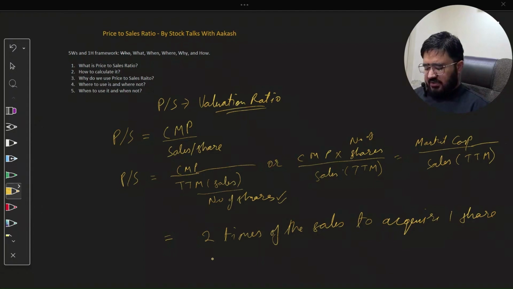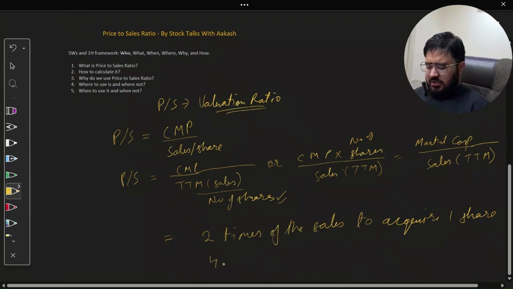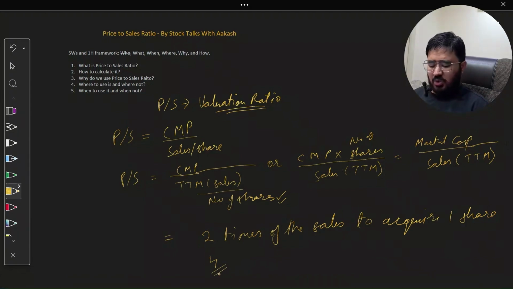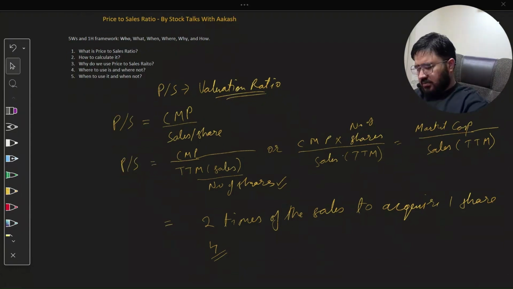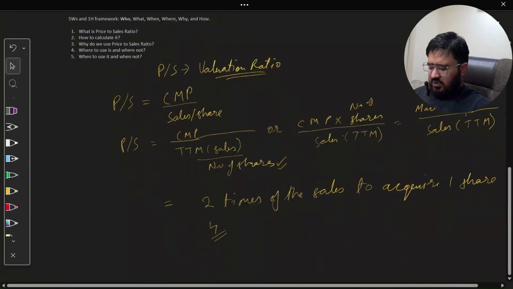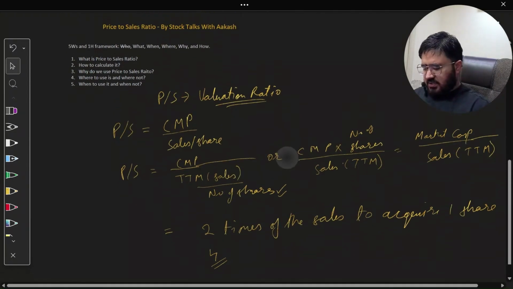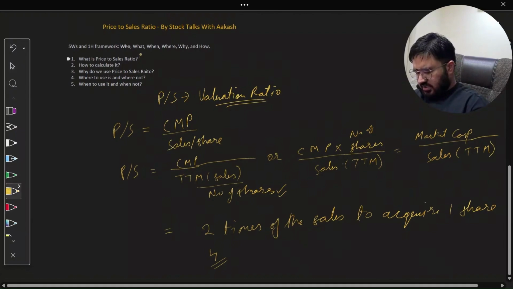Similarly, let's say the price to sales comes out to be 4, so an investor is ready to pay 4 rupees to acquire 1 share of the company which has generated 1 rupee of sales. Okay, very easy explanation. Now, how do we interpret it? So just to let you know, we have done these 2 things.